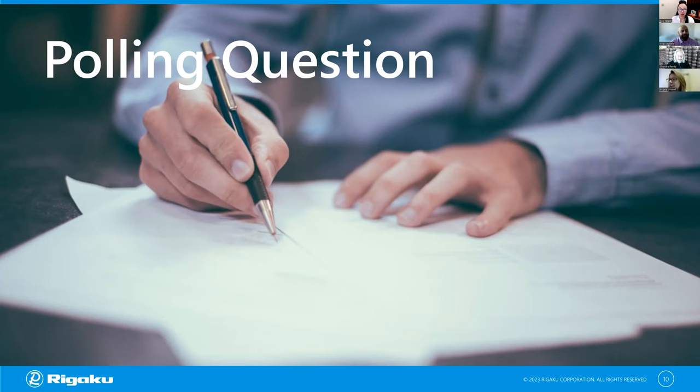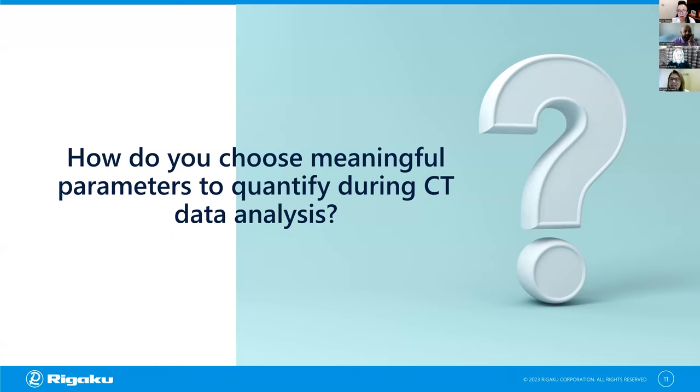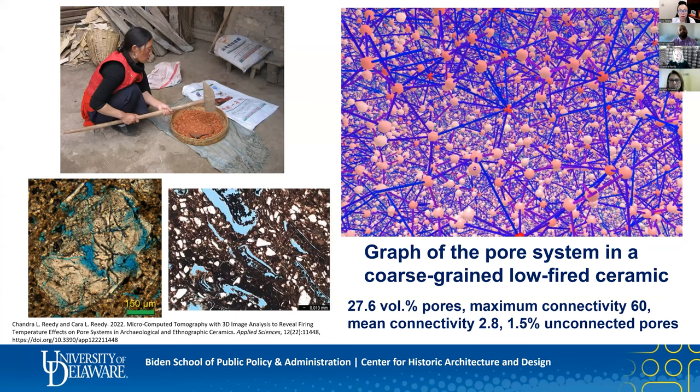Excellent. Well, hopefully the next question will address some of these different characteristics. So then the next question is, how do you choose meaningful parameters to quantify during CT analysis, Chandra? Well, for my first micro CT analysis of ceramic pores, I really didn't know what might be useful. So to get an idea of which parameters might be useful to record, I surveyed the literature on porosity studies of bricks and ceramics, whether made by traditional methods or modern ones, to see what variables other people were recording, and no matter which analytical method they were using.